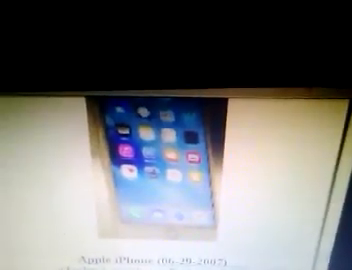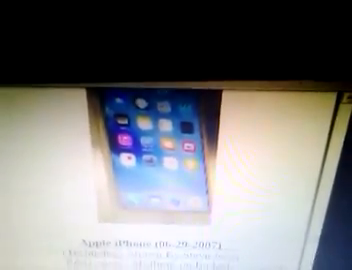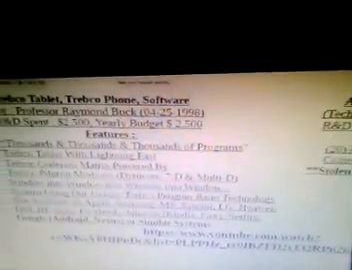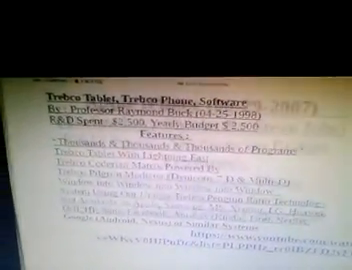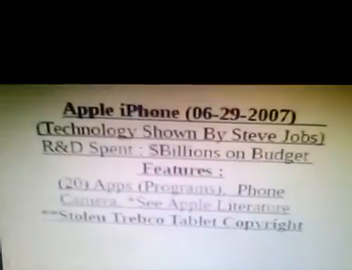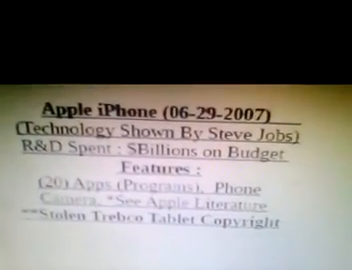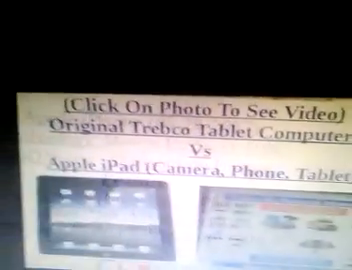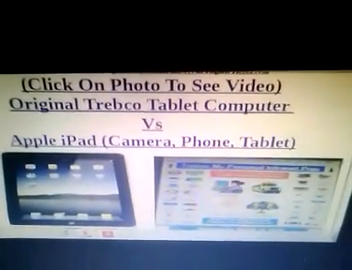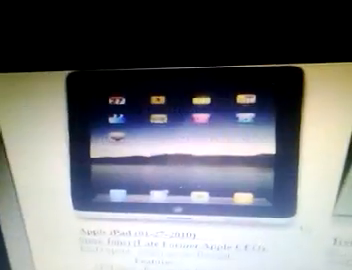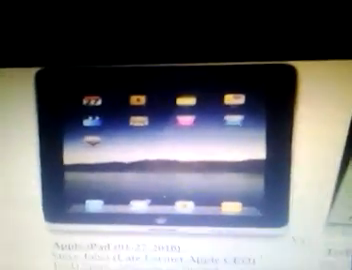Here's your iPhone. Once again, started stealing my copyright. Steve Jobs and Apple. The iPhone came out in 2007, June 29, 2007. And there's your iPad. And of course, the iPad is 100% copied off of my design. I'm Professor Raymond Buck, and I want Apple to stop using my copyright.